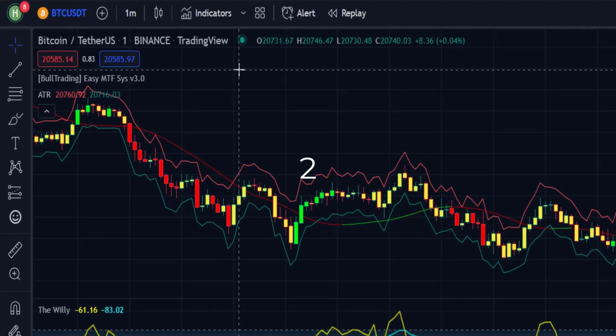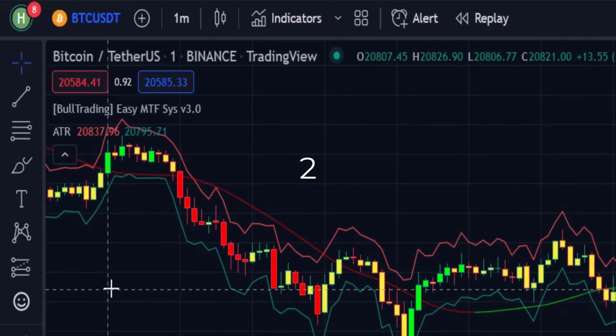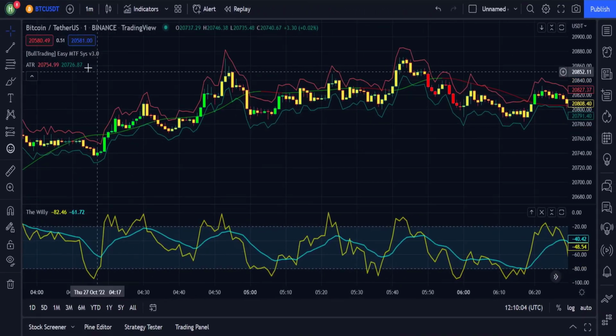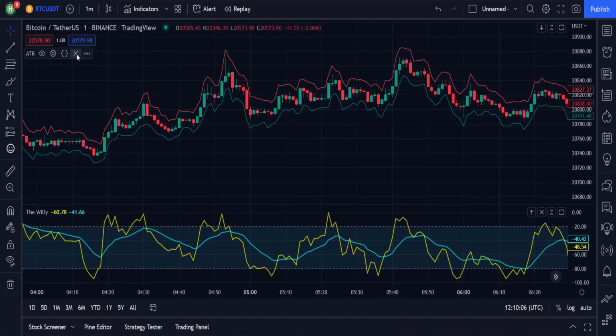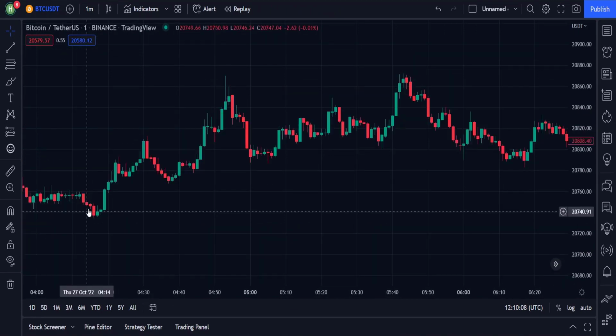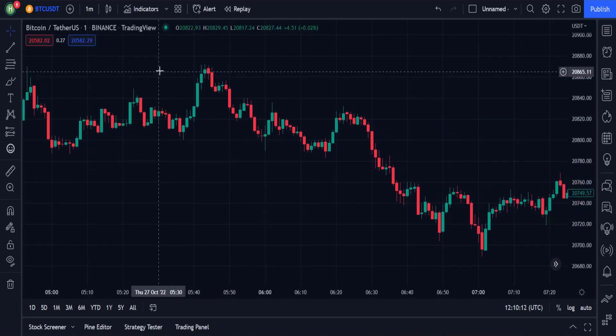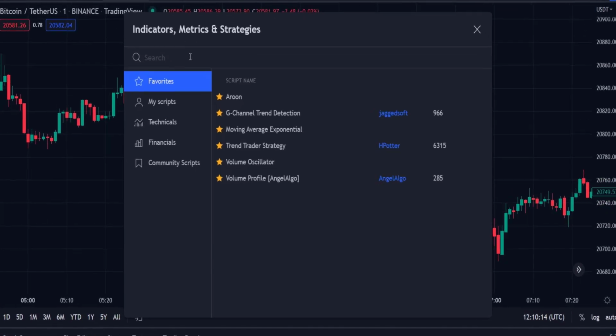So I'm using a Bitcoin chart on a 1-minute time frame, and this is what our chart is going to look like when we are done setting up our indicators. I'll quickly cross these out, so that I can explain everything from the beginning. So this strategy consists of 3 indicators, so let's go ahead and add them to our chart.